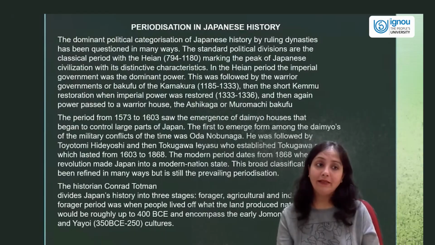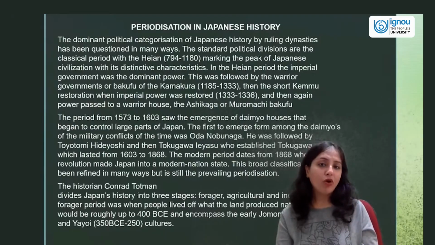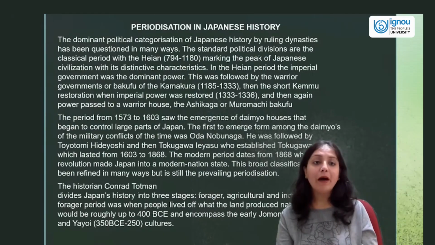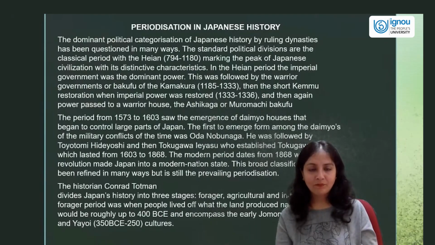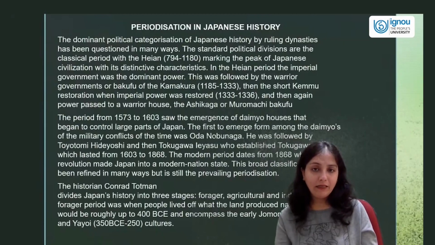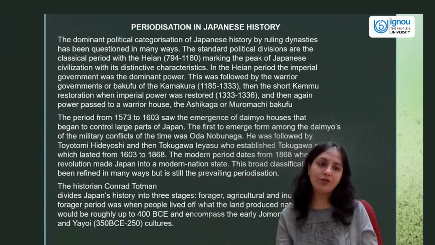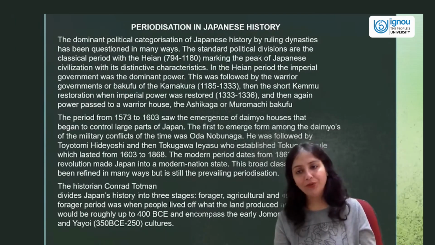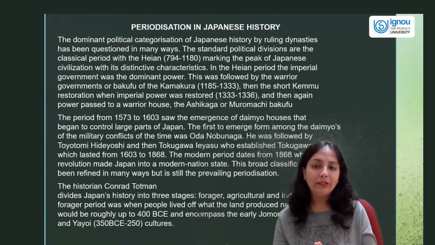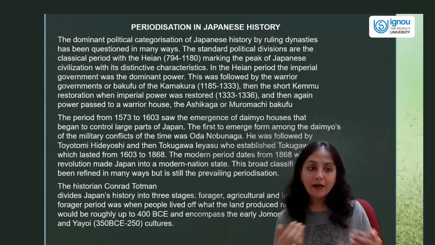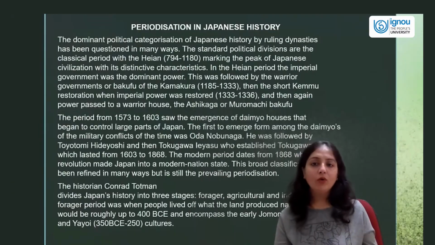In the Heian period, the imperial government was the dominant power. This was followed by warrior governments or bakufu. Bakufu means warrior governments, of the Kamakura time period, 1185 to 1333. Then the short Kemmu Restoration, when imperial power was restored, from 1333 to 1336. And then again power passed to a warrior house, the Ashikaga or Muromachi Bakufu.